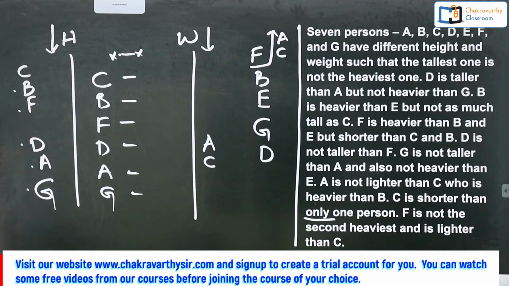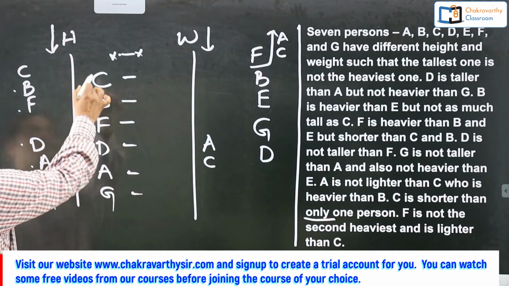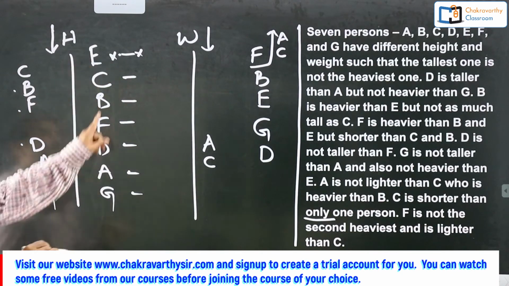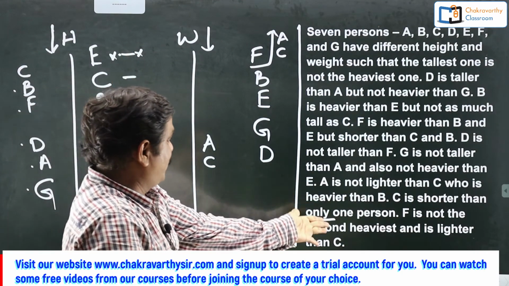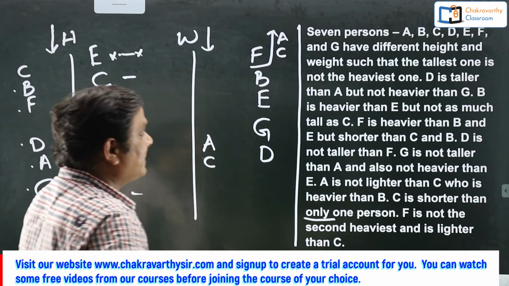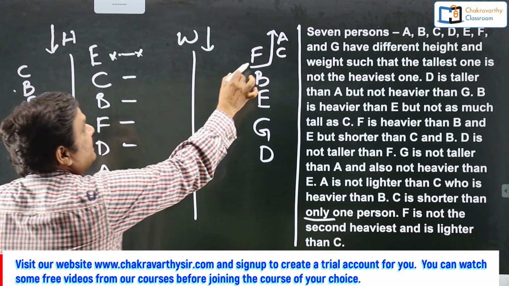That's it. Okay, who is the left out person here? A, B, C, D, F and E is over. And at the same time, E's place should not be this one. Remember this. Okay. Next information. F is not the second heaviest and is lighter than C. Now they have given this one. So F is lighter than C.